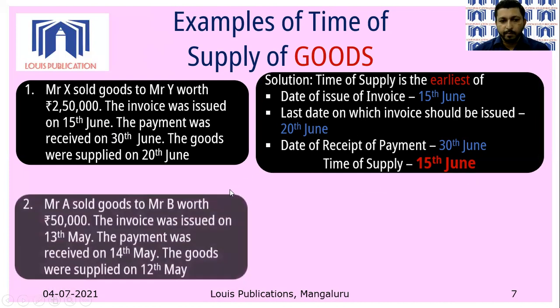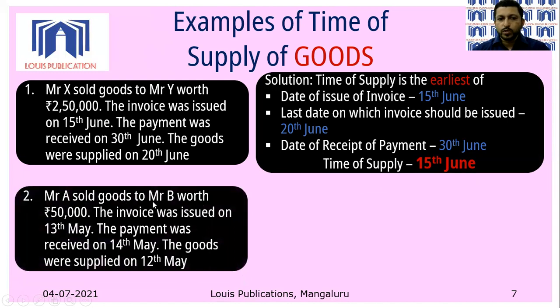Let's move to the second example. A sold goods to B worth rupees 50,000. The invoice was issued on 13th of May. The payment was received on 14th of May. And the goods were supplied on 12th of May. So goods were supplied on 12th of May, the invoice was issued the next day, and on the third day, that is 14th of May, the payment was received.